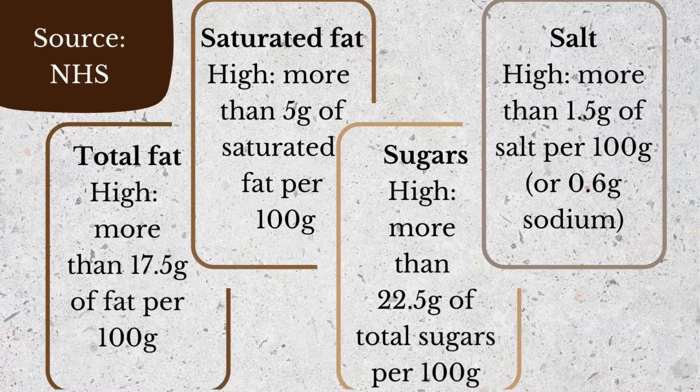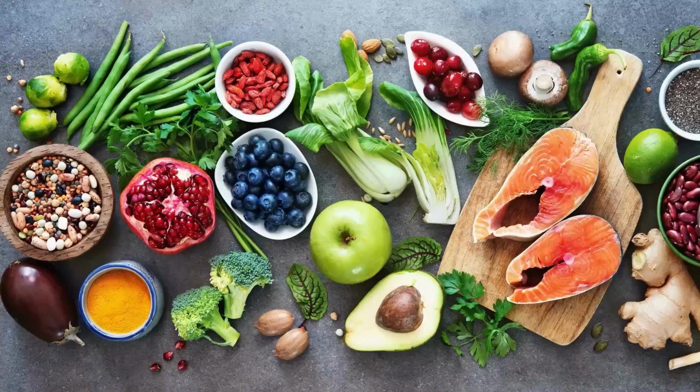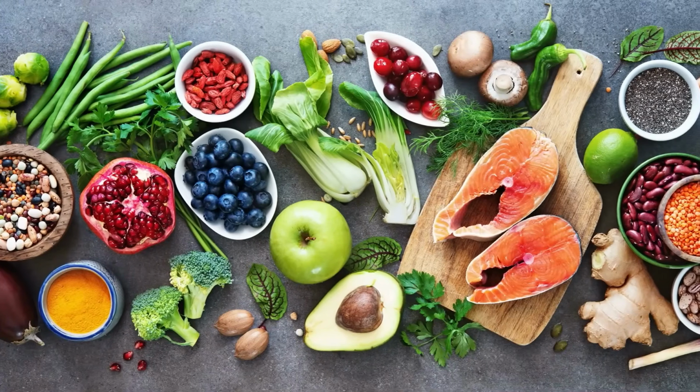And as you can see here, what they consider high fat is more than 17.5 grams of fat per 100 grams, or saturated fat would be high if it's more than 5 grams per 100 grams. For sugar, the guideline is more than 22.5 grams of sugar per 100 grams would be considered high, and for salt, it'd be more than 1.5 grams of salt per 100 grams. And of course, you won't necessarily know how much fat, sugar, and salt is in a product, but you just have to look at the nutrition label and it's all listed right there. So I think less processed food and more whole foods.